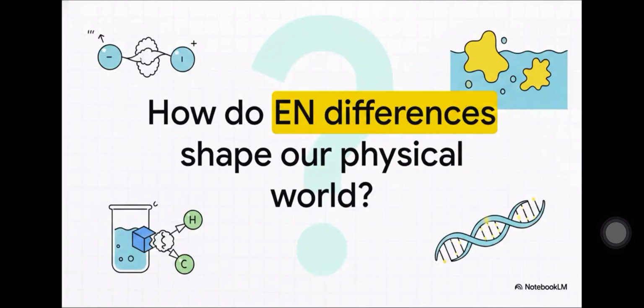To wrap up, I want to leave you with this final thought. We've spent this time mapping out the math and the periodic trends of how atoms hoard or share electrons. But think about this. If these invisible, microscopic tugs of war dictate whether a bond is ionic, polar, or nonpolar, how do those differences in electronegativity shape the physical properties of literally everything around us?